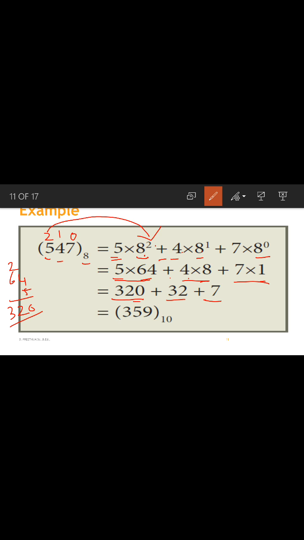So now we have to add all three values. You can write it separately in the rough column and calculate it. 320 plus 32 then plus 7. So 7 plus 2 is 9, then 3 plus 2 is 5, then 3. So it is 359. Then after writing the value, at the final step we have to write the base value. So now this is converted into the decimal number. So the decimal value, the base is 10. So the answer is 359 to the base 10.